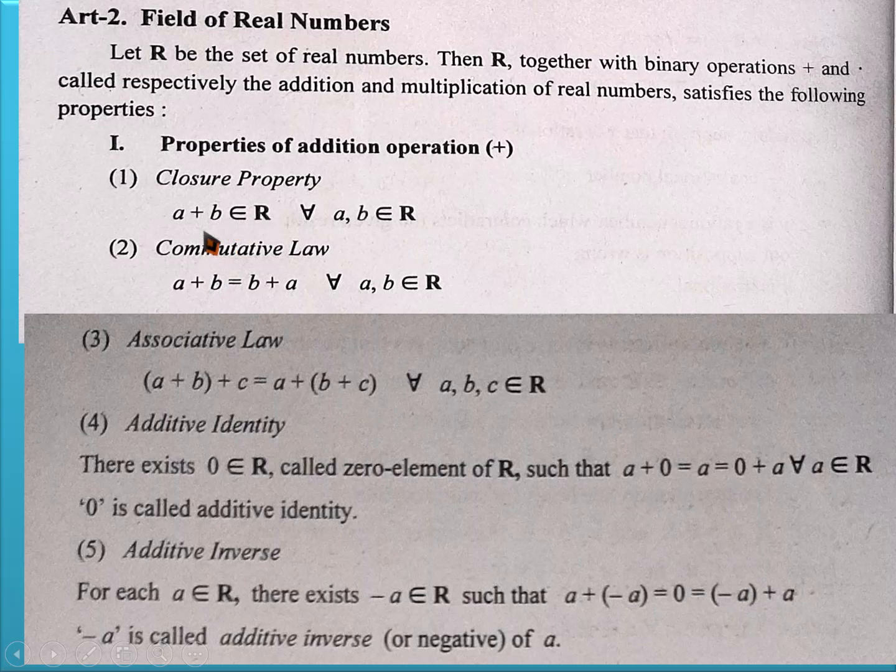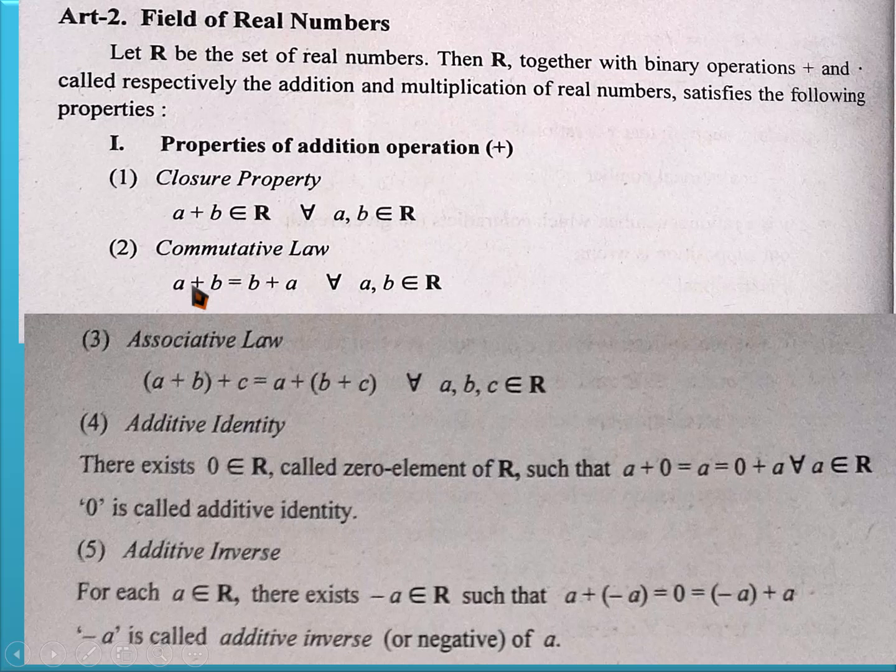This property is called closure property. Next, commutative law. Choose any two real numbers. Here a plus b is equal to b plus a. If we change the order of addition, here is first a and here is first b, a plus b equals b plus a. And if this property is satisfied in the set of reals, therefore commutative law holds in R under addition.